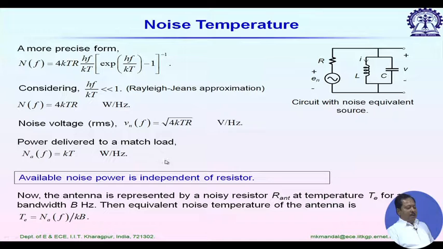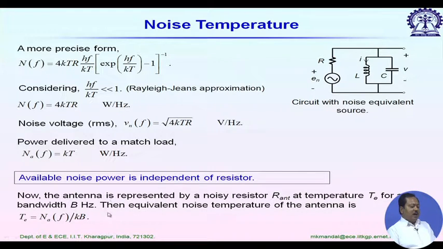Now let us say we have a receive antenna. The antenna will generate some noise. Whatever noise comes to the antenna will be attenuated by the antenna loss. In addition to that, the antenna will add some extra thermal noise. So we can represent an antenna by an equivalent noise resistance R, and let us say the equivalent noise temperature is Te over a bandwidth of B hertz. Then we define the equivalent noise temperature of the antenna as Te equal to NA by kB. This is the definition of any equivalent noise temperature.